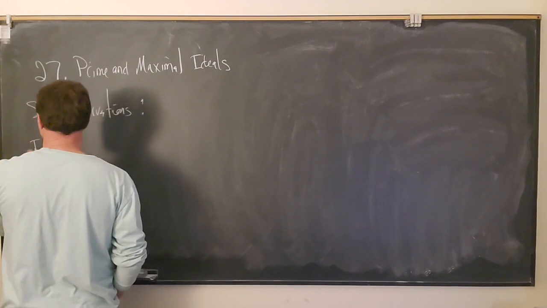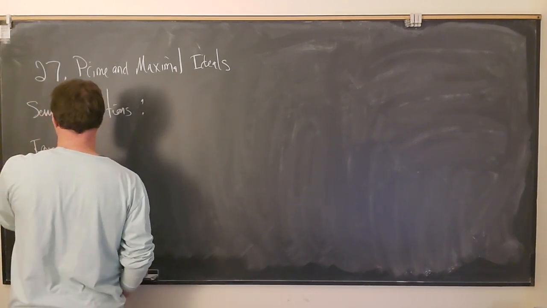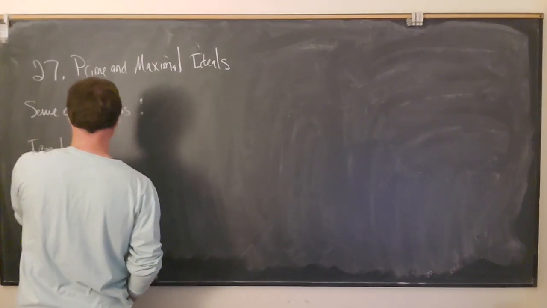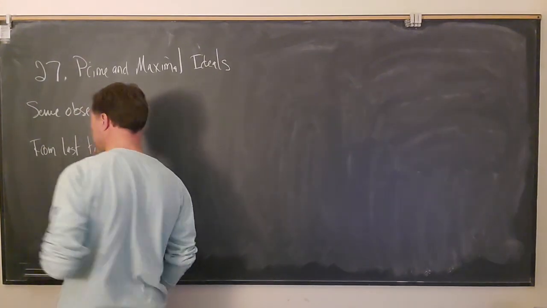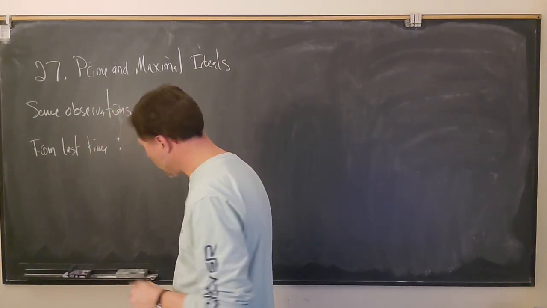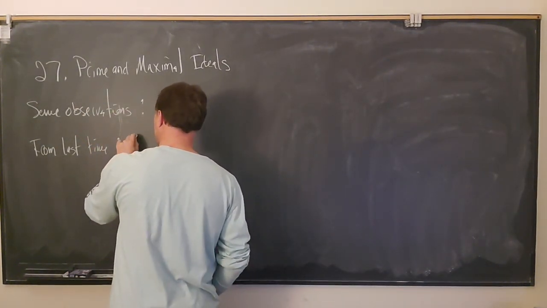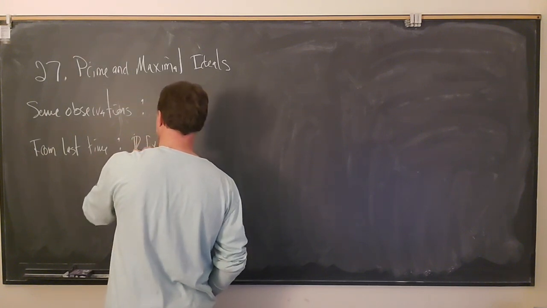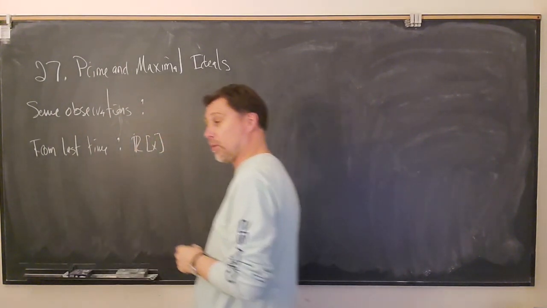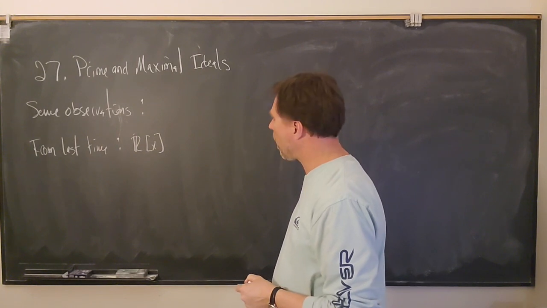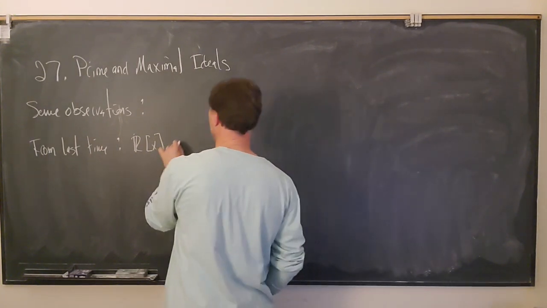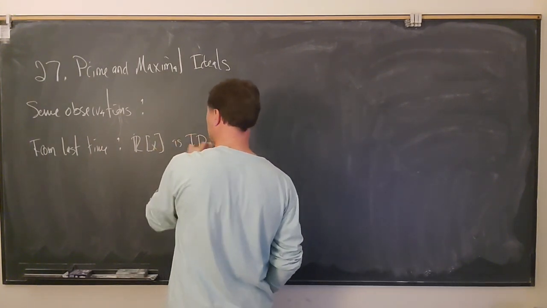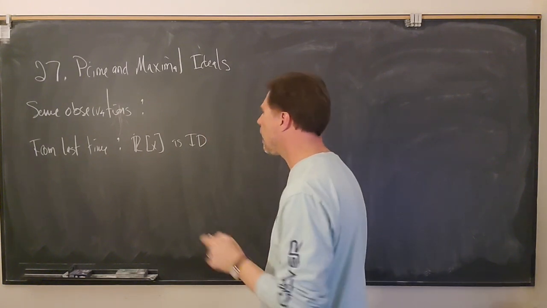So let's say from last time, we were looking at, remember this one? We were looking at R[x], and then we took a quotient of R[x], right? Now R[x] is an integral domain, but it's not a field.